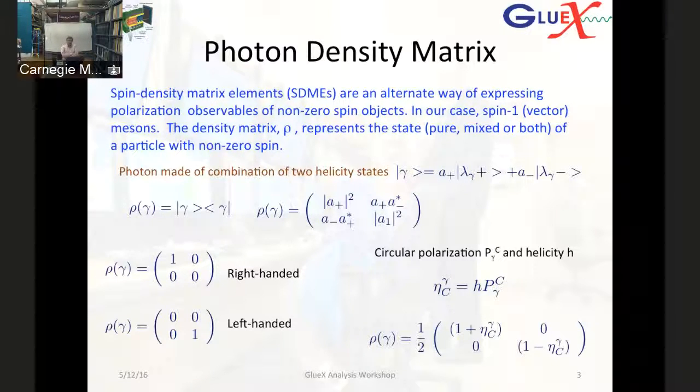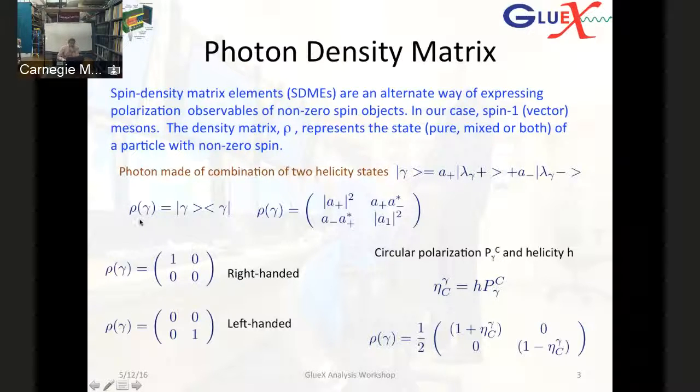It's basically an alternate way of expressing the polarization of non-zero spin objects, so spin one vector mesons or photons. And it can be used to represent a pure or a mixed state of polarization. That's the nice thing for us, because our photon beam is a mixed state. There's some fraction that's linear and there's some fraction that's unpolarized. We just start with the two helicity states in circular polarization, the plus and the minus. You think of right-handed and left-handed. And you could talk about the photon basically being a combination of the right-handed and the left-handed state.